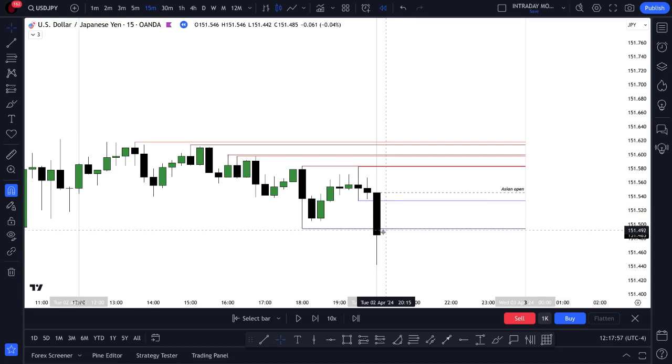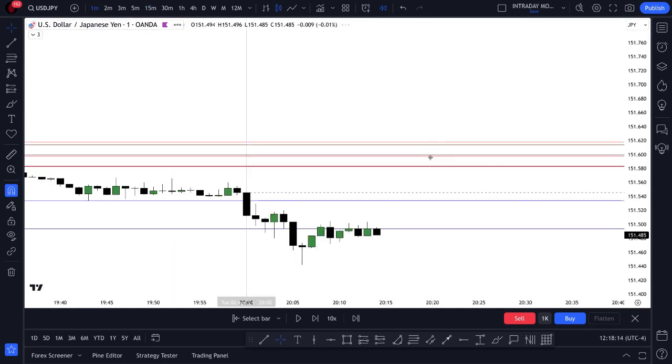I'm looking to be a buyer here, not a seller. I don't want to be a seller. Most people would look at this and say, I want to be a seller. We're not looking to sell, we're looking to go long. After raiding sell side liquidity pools, we have to stalk the setup on the 1 minute time frame. So we go down to the 1 minute.